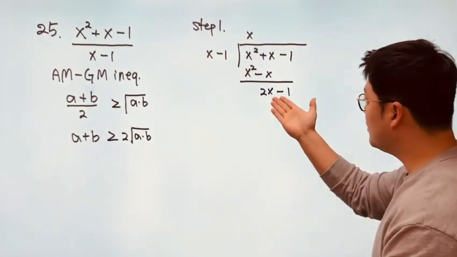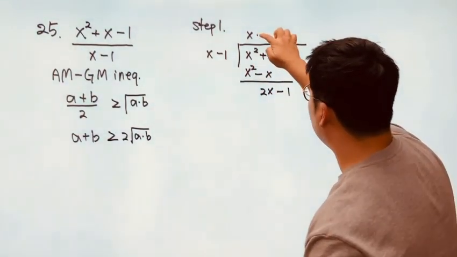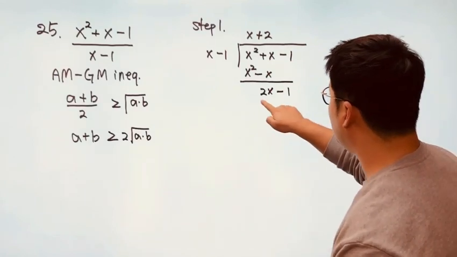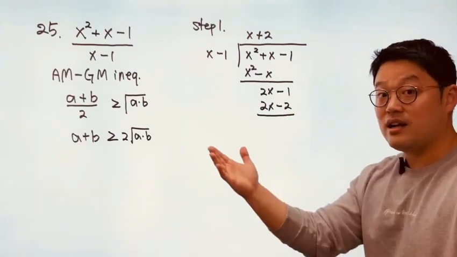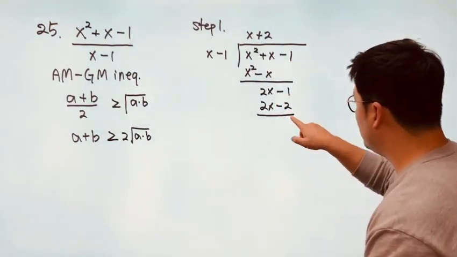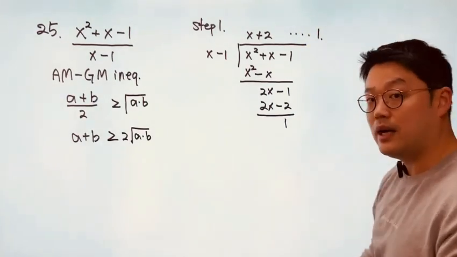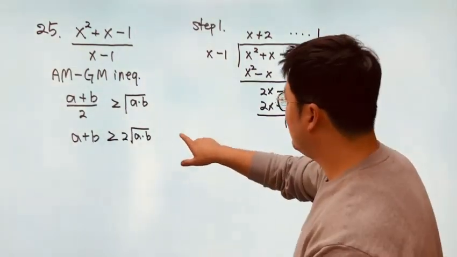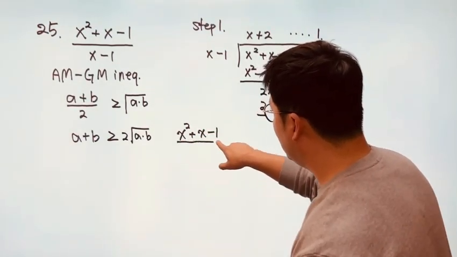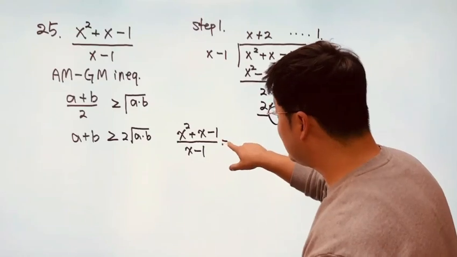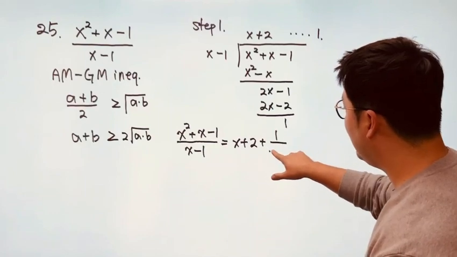What do I need to multiply to get rid of this pivot position? Well, 2 times x minus 1, so I multiply by positive 2 and it becomes 2x minus 2. Vertically subtracting, the 2x and 2x cancel. We get negative 1 minus negative 2, which is 1. So x squared plus x minus 1 divided by x minus 1 can in fact be written as x plus 2 plus 1 over x minus 1.